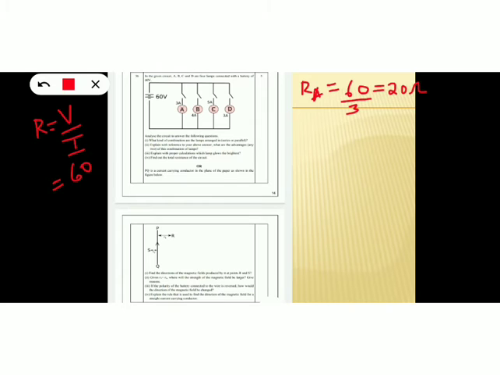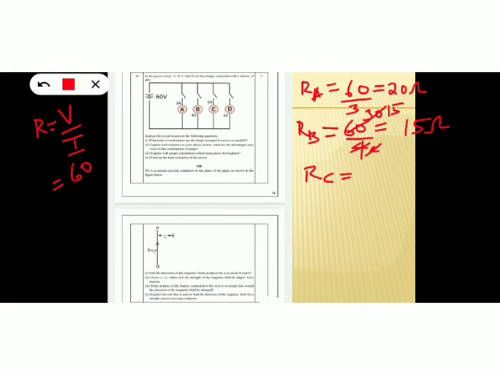Now, what is the resistance across B? That is equal to 60 divided by 4. What is 60 divided by 4? 2 2s are 4, 2 3s are 6, 60. Again, it will divide and we will get 15. So it will be 15 ohm.